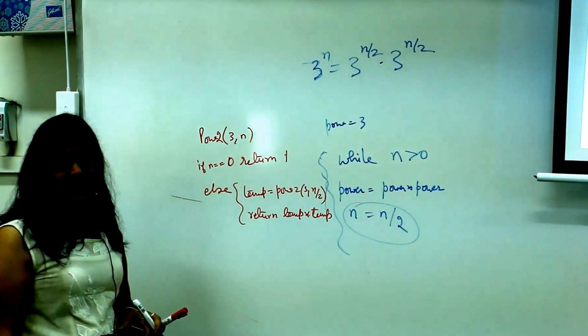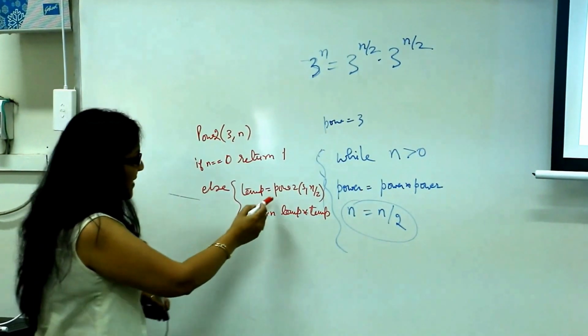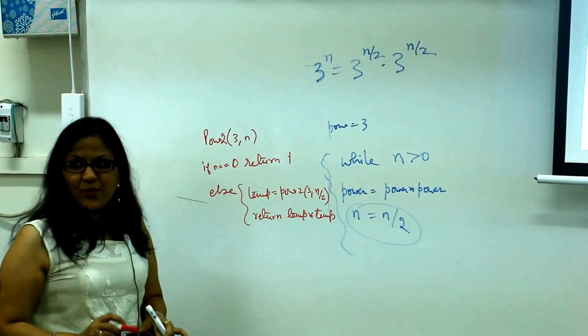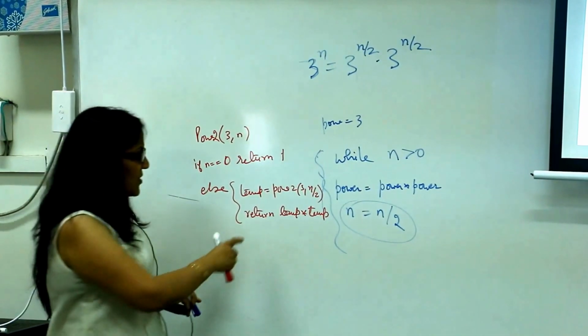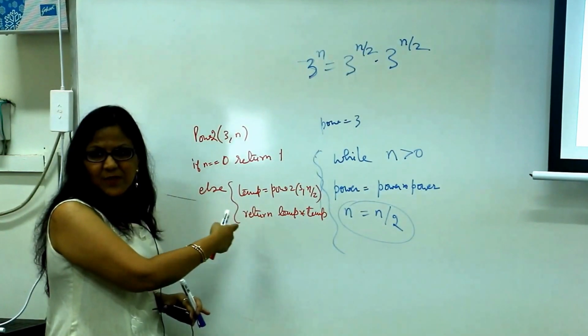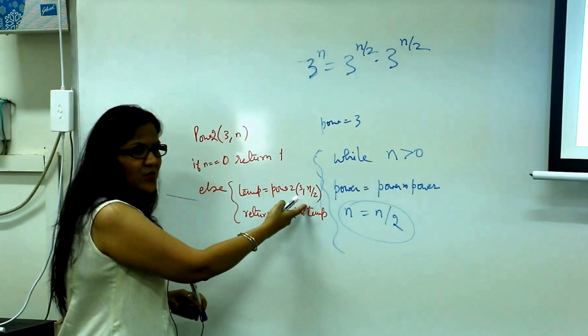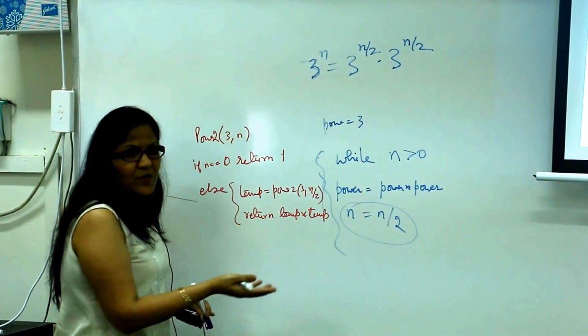How do you go about it? It's definitely much easier to convince. I'm not saying proof. Proof you'll have to do by induction, but convince. Okay? So it's definitely easier to convince somebody that this is correct. What it says is: compute 3 raised to the power n by 2, store it in this, and then multiply it with itself. It will compute 3 raised to the power n.